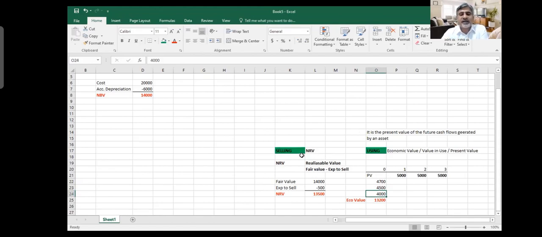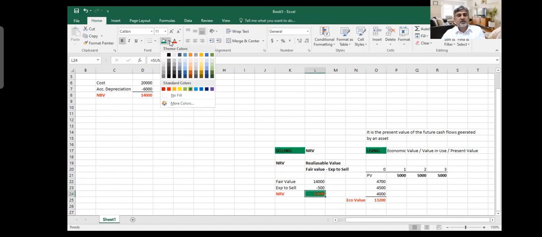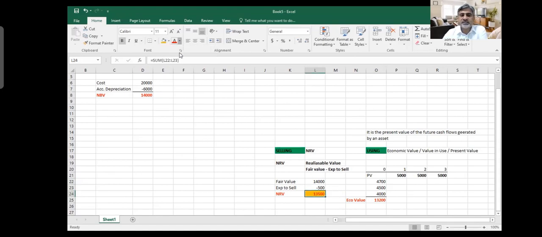Either I can go and sell it in the market, and if I sell it in the market, I can get 13,500. If I don't sell the asset, I use the asset, and if I use the asset, I will get 13,200 value. Cash might be 15,000, but this 15,000 is not in my hand today. It will come in the future periods, and the present value of that future cash flow is 13,200.